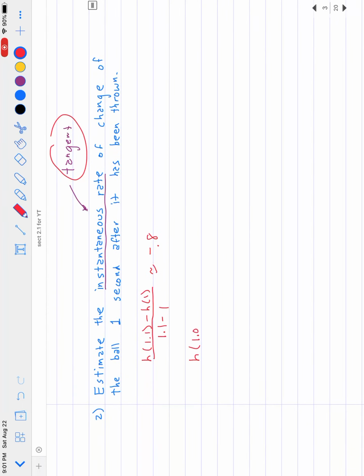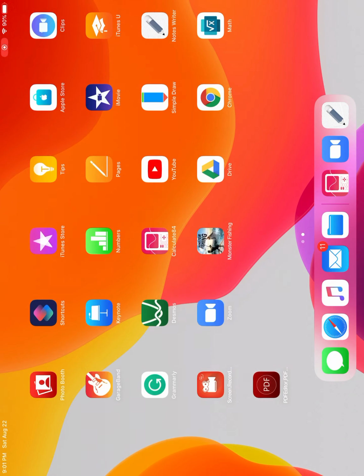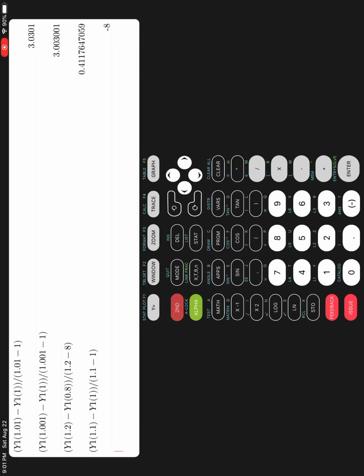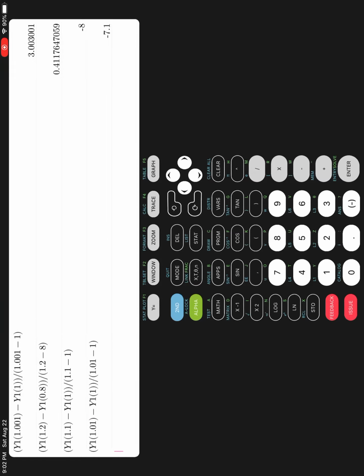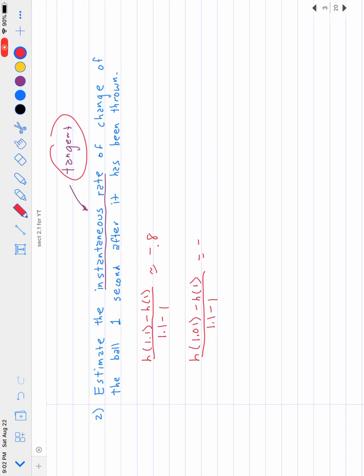Now we're going to make the interval a little bit smaller, so that we get a gauge of what that number is approaching. What's that tangent slope going to be? Go back to the calculator, second, enter, go back to my previous command, and sneak in a 0. You can see how helpful this is, because I don't have to re-enter everything every single time. This time I'm getting -7.1.